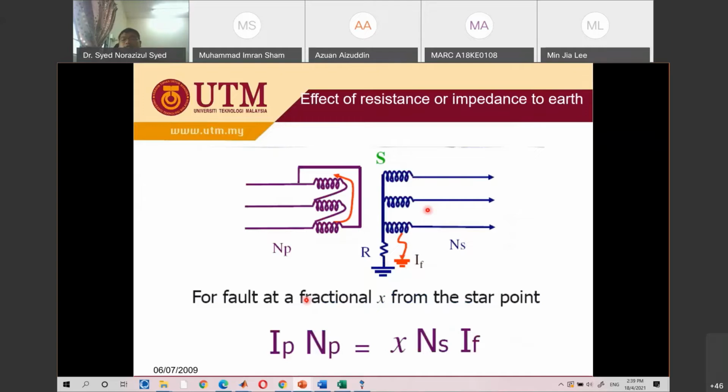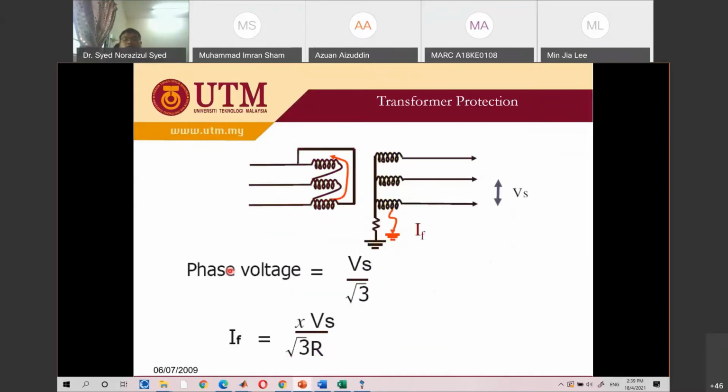Okay, so this is just to recall. Previously, what happens if you have a fault within the winding? What happens to the equation here for a fault at the fraction x from the start point? For example, x might be 10% from the start point or 90% from the start point. Here we can see the phase voltage is Vs over Z3. So what happens if there is a fault?